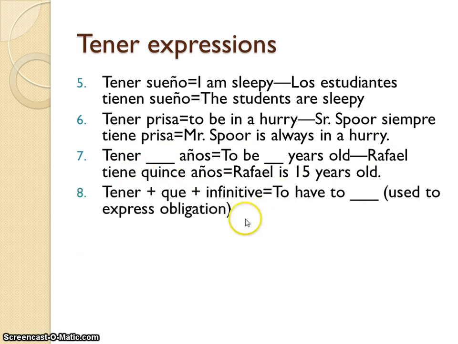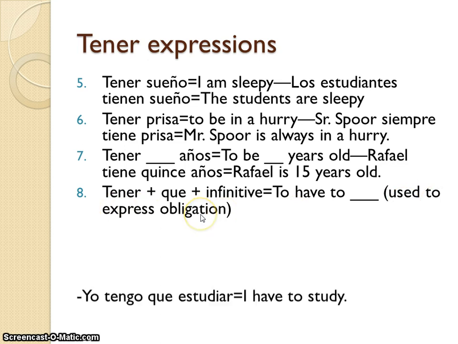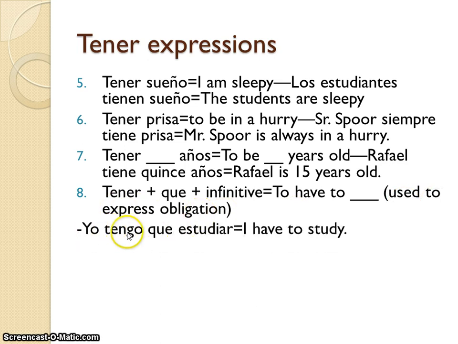And then probably the most important tener expression that we're going to be using is to take tener and conjugate it. Follow it with the word que. Notice there's no accent mark here, so it's not the question word. And an infinitive, remember, an unconjugated form like hablar or comer or vivir. And that would mean to have to do something. It's used to express obligation. Like this, yo tengo que estudiar. So here's tener conjugated, tengo, followed by que.